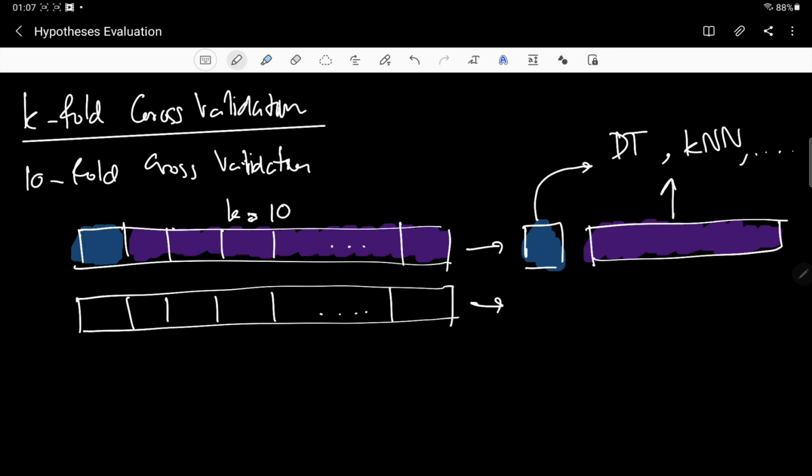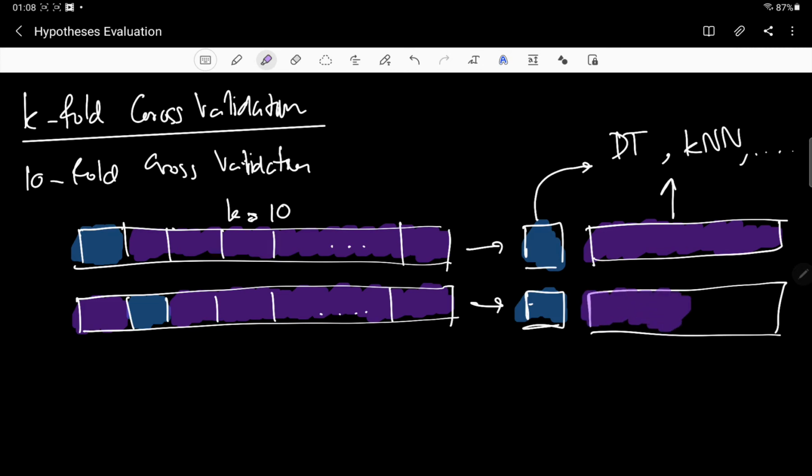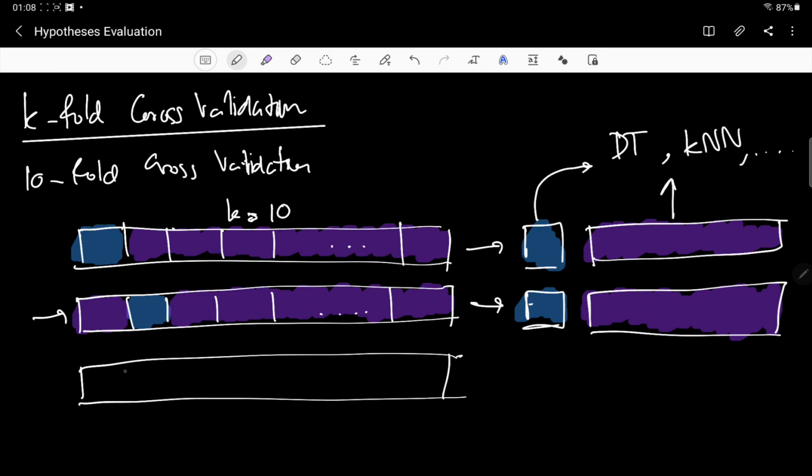So for each round, in the second round, you will have another test and train set built from this data: use the second fold as the test, and the remaining folds, the first, third, fourth, fifth and the rest, will be used as the training.